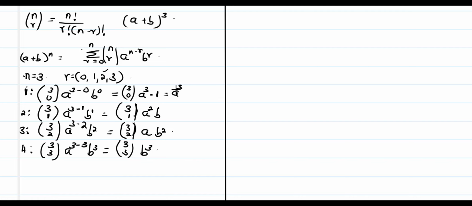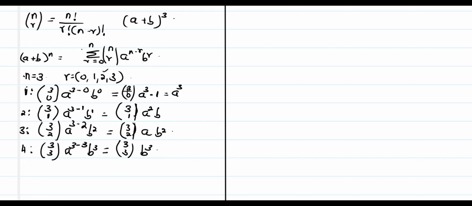The first expansion is a cubed, the second one is a squared b, the third one is a b squared, then the fourth one is b cubed. But we don't have the coefficients, though we do have them here, we have not solved them. So can we try to apply now this formula which we used in lesson 6 to get the coefficients? Then after that, we can now do the whole sum of the expansions.